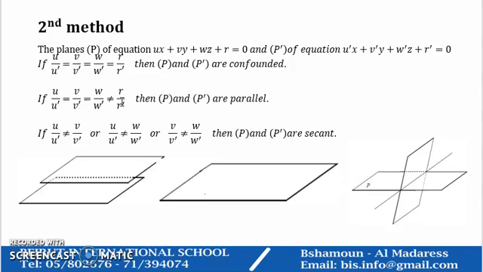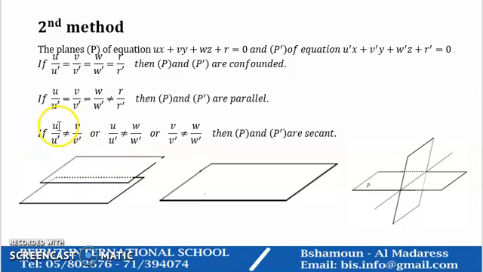If we have the plane P of equation ux plus vy plus wz plus r equal to 0, and the plane P prime of equation u prime x plus v prime y plus w prime z plus r prime equal to 0: if u over u prime equals v over v prime equals w over w prime equals r over r prime, then P and P prime are confounded. If u over u prime equals v over v prime equals w over w prime, not equal to r over r prime, then P and P prime are parallel.